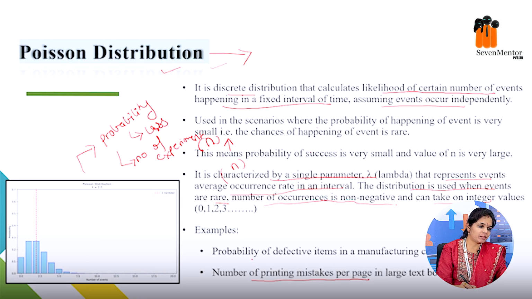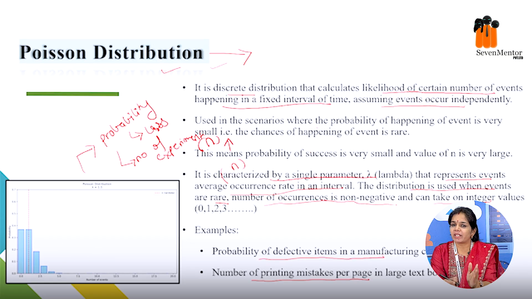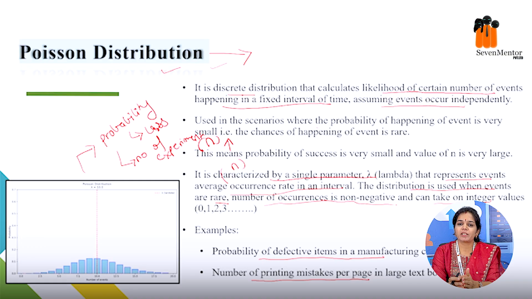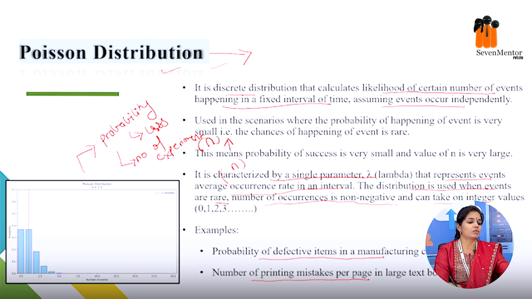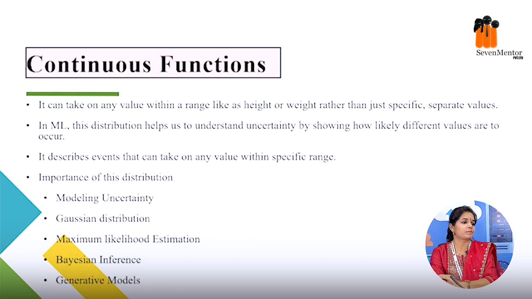Another example we can see is the probability of defective items in a manufacturing company. In a large manufacturing company, there is a chance of getting very few defective pieces. Okay, fine. So next, continuous functions. Till now we saw discrete functions, uniform distribution, Poisson distribution, and what else were we able to see?